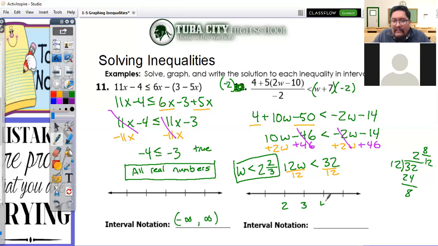And again, it doesn't have to be in the middle. It just has to be included. So 2 and 2/3 would be about right there.